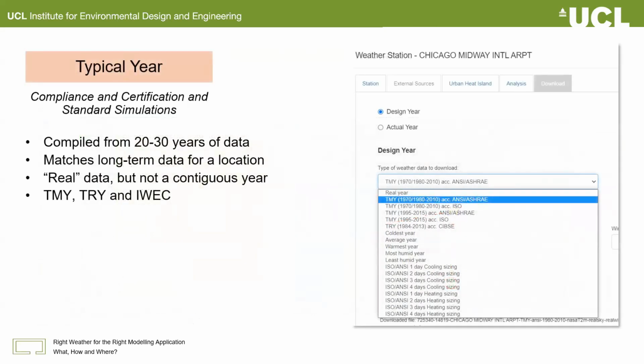With access to reliable and comprehensive databases, you can generate all various types of weather files that you may need, starting from typical years, TMY and TRY files. These typical years are representative of long-term weather compiled from 20 to 30 years of data, and they match long-term data trends from that particular location. Typical weather files usually use real data, but may not be from a contiguous year.